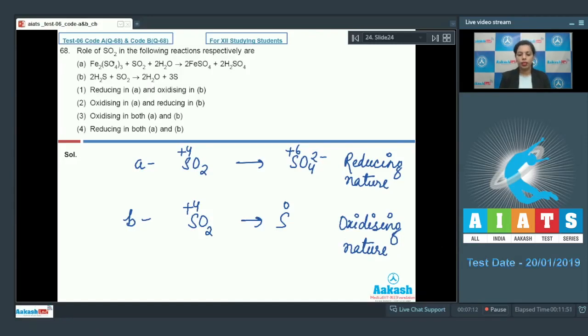So, role of SO2 in the following reactions respectively are reducing and oxidizing. So, where this reducing and oxidizing is given, in case of A, it's reducing and in case of B, it is oxidizing. That's why option 1 is the correct option and I'm choosing it. After this, question number 69 I have.